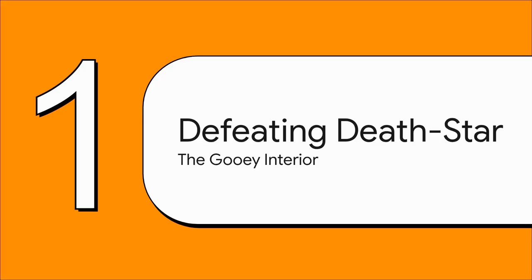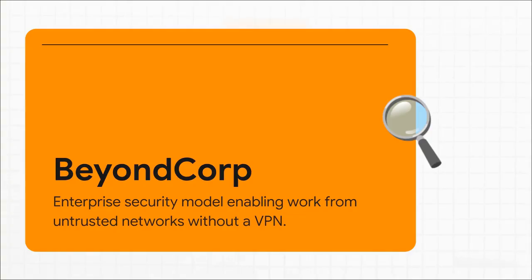Part 1. Defeating Death Star security and fixing the problem with gooey interiors. Look, a simple perimeter defense just doesn't cut it anymore. We absolutely must have layered security. To fix that gooey interior, we first have to understand BeyondCorp. It's Google's enterprise security model, and it was originally designed so employees could work from untrusted networks without relying on a clunky traditional VPN. Instead of trusting the network you're sitting on, BeyondCorp trusts the identity of the user and the device. This zero-trust philosophy is literally the foundation for modern defense-in-depth architecture on GCP.